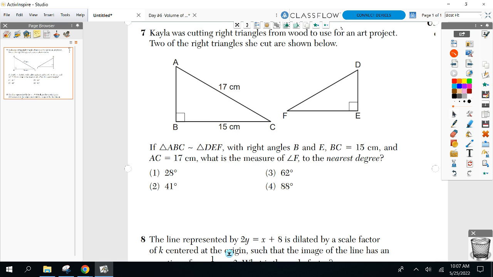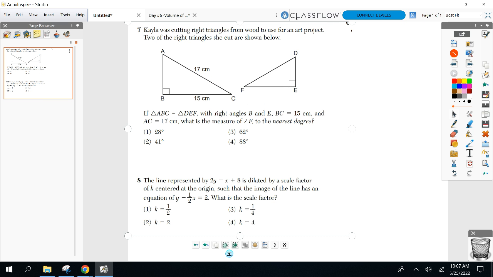Go ahead, read through number 7 as I'm setting a few up here. Make sure you have your calculators out.